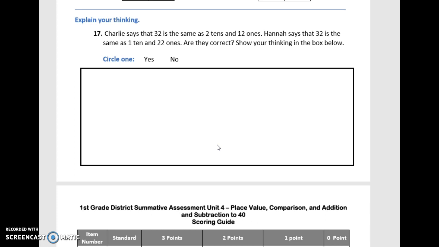Okay, last question. Charlie says that 32 is the same as 2 10s and 12 1s. Hannah says that 32 is the same as 1 10 and 22 1s. Are they correct? Show your thinking in the box below. So you're going to circle, are they correct? Yes or no. Don't forget to circle one of these answers. And then in the box, you're going to show Charlie's thinking and Hannah's thinking by drawing 10s and 1s and what number that equals.